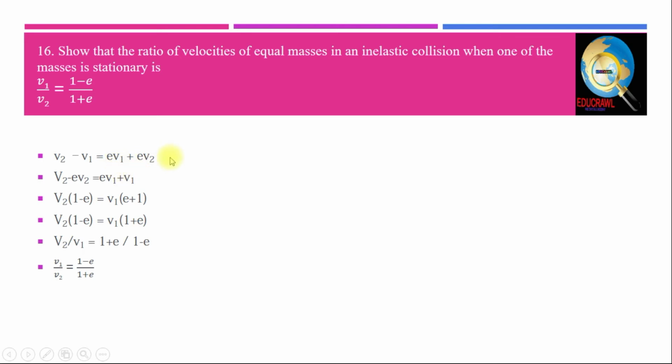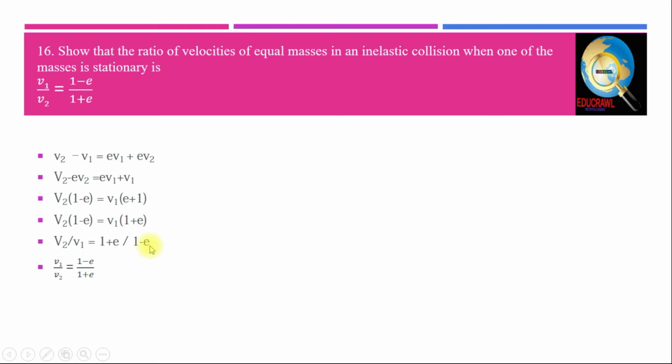Now taking V2 on one side, V1 on one side, we have V2 minus EV2 is equal to EV1 plus V1. Now we can take V2 common in LHS and V1 common in RHS. So we will have V2 into 1 minus E is equal to V1 into E plus 1. So E plus 1 can be written as 1 plus E, just a small rearrangement. Now we can find the value of V2 by V1. So V2 by V1 is equal to 1 plus E divided by 1 minus E.